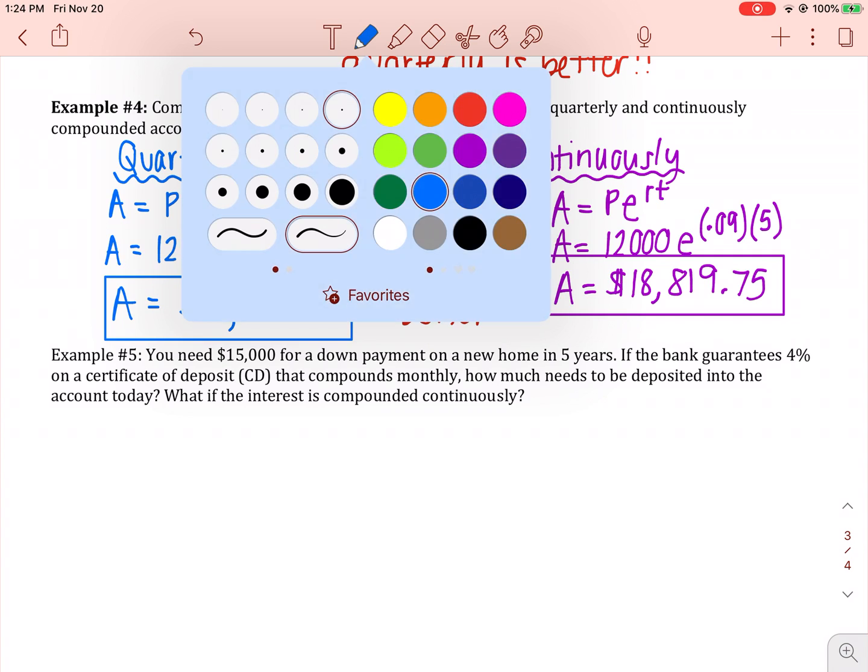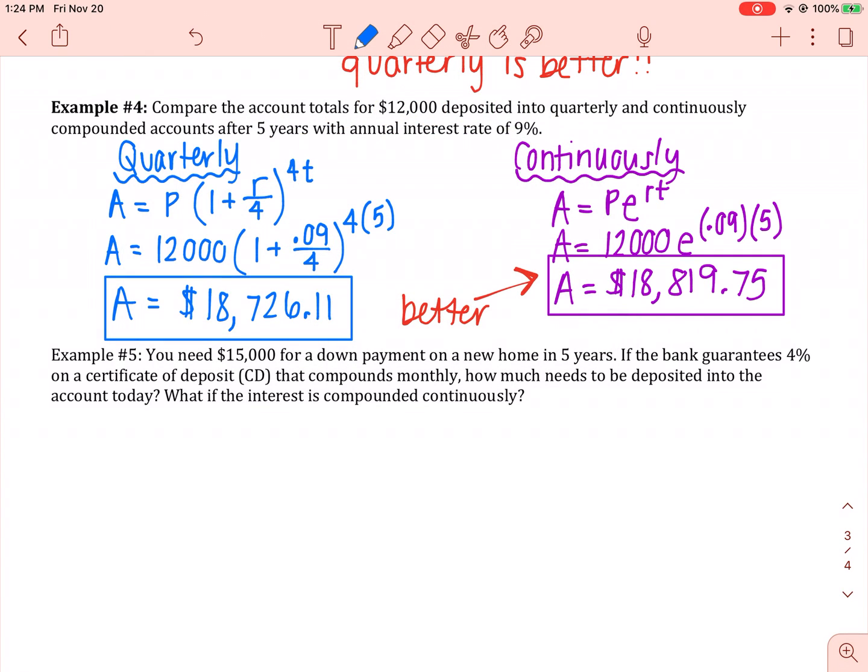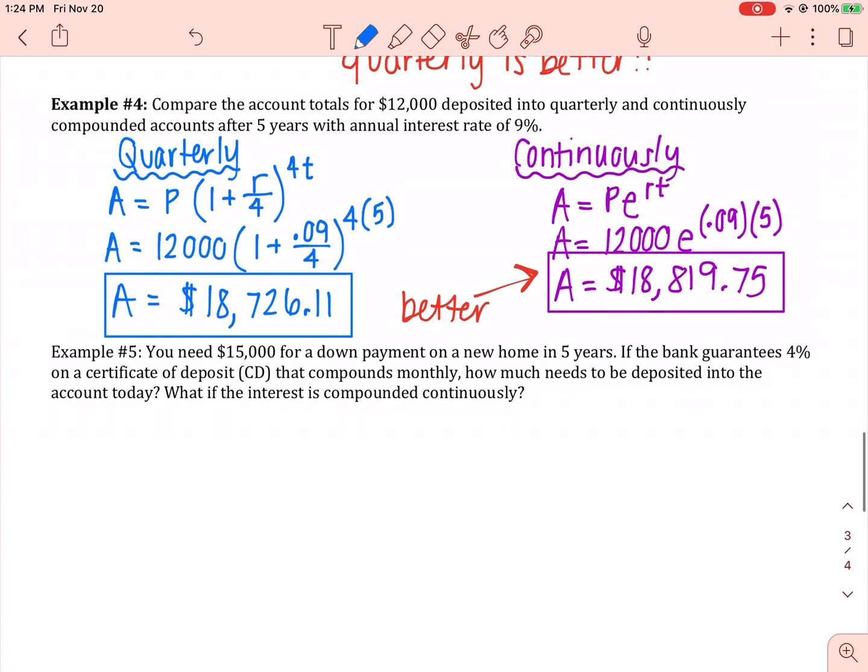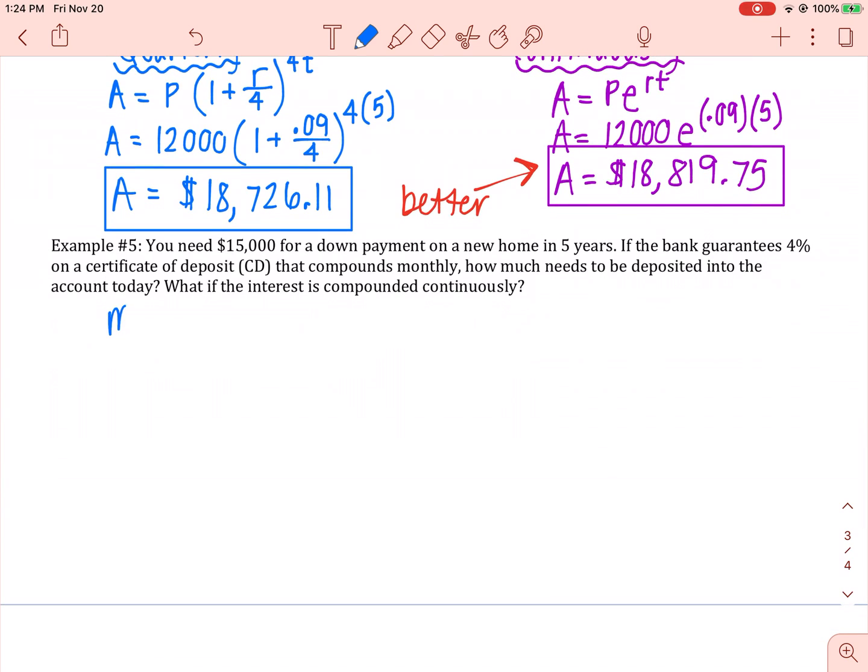Example 5. You need $15,000 for a down payment on a new home in 5 years. If the bank guarantees 4% on a certificate of deposit, a CD, that compounds monthly, how much needs to be deposited in the account today? What if it is compounded continuously? Okay, so we have two things we're going to compare. The first one is monthly. And the second one is continuously.